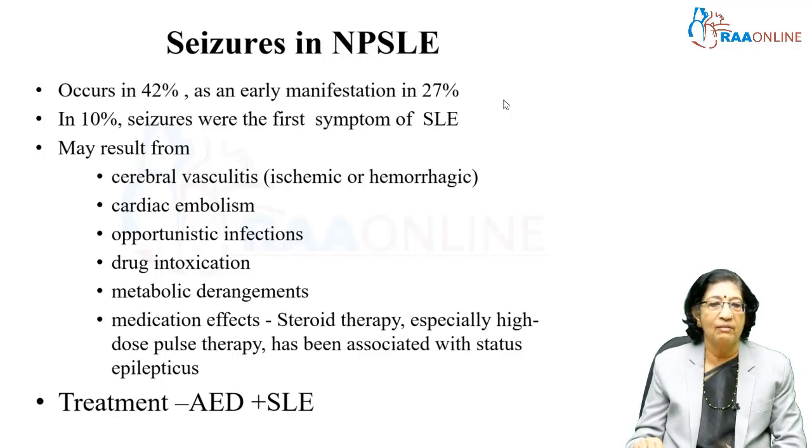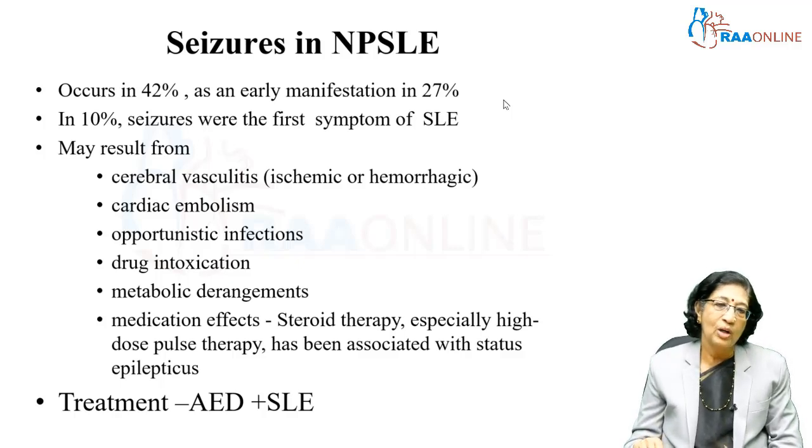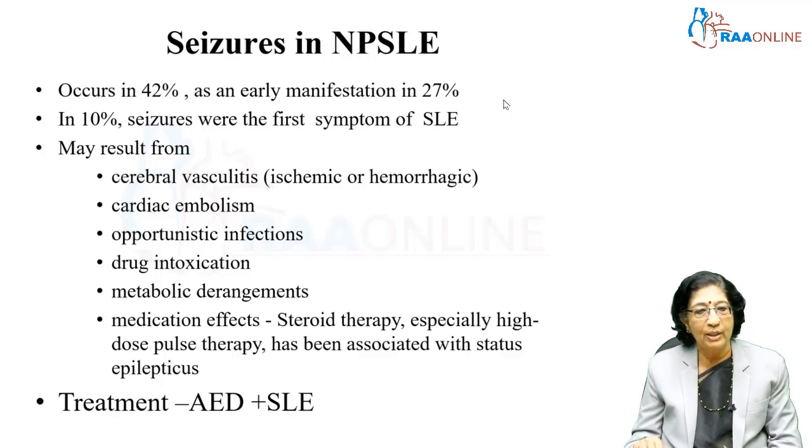Because there can be cerebral vasculitis, which can be ischemic or hemorrhagic. It can be cardioembolic, opportunistic infections may be present, drug intoxications, metabolic derangements, apart from medication effects like steroids. And treatment will be, you have to treat with anti-seizure drugs or anti-epileptic drugs and treat also the SLE.